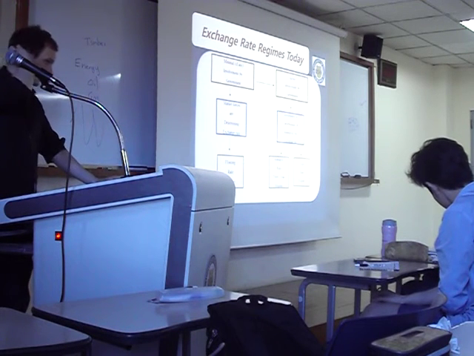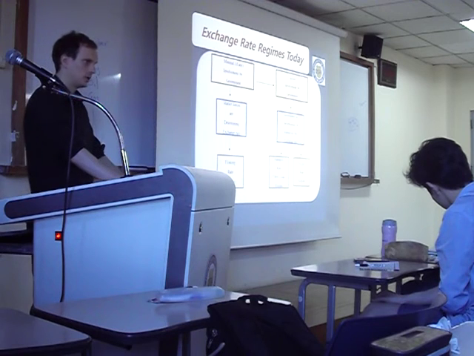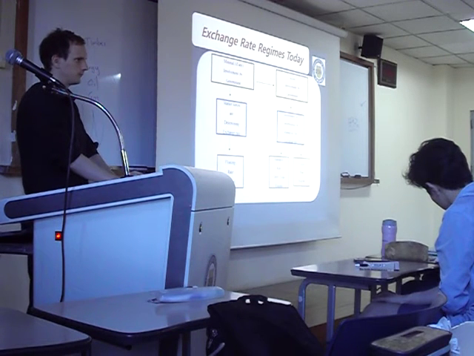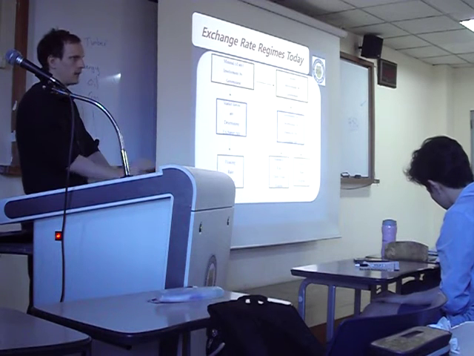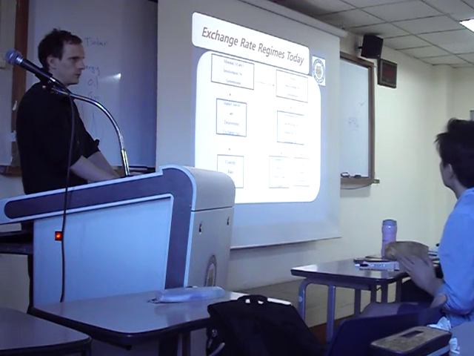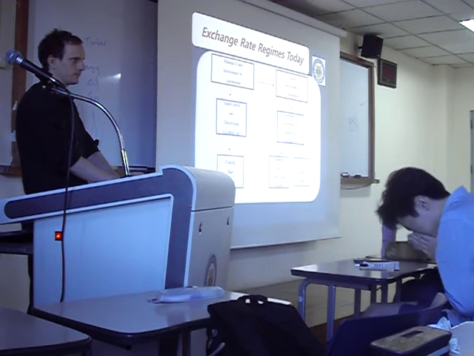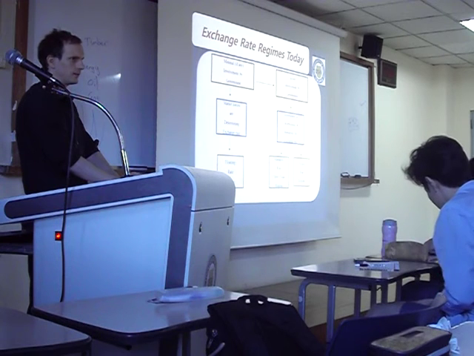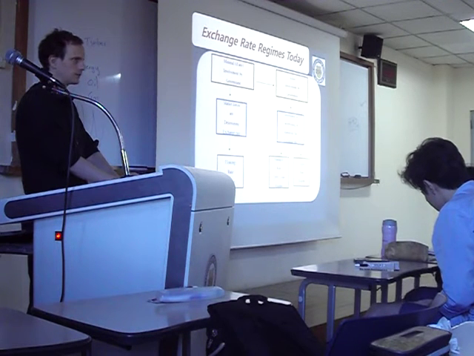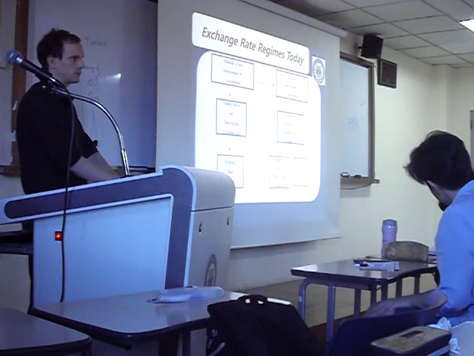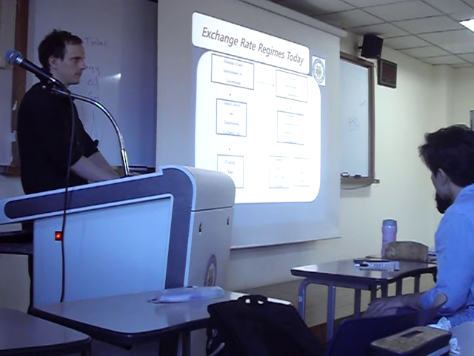Okay. So who can tell me first of all what are the three exchange rate systems? What are the names of the three systems? Can anybody tell me? Floating, managed, pegged. Right? Floating, managed, and pegged. What's the difference between them? What's the main thing that is explaining the difference between them?